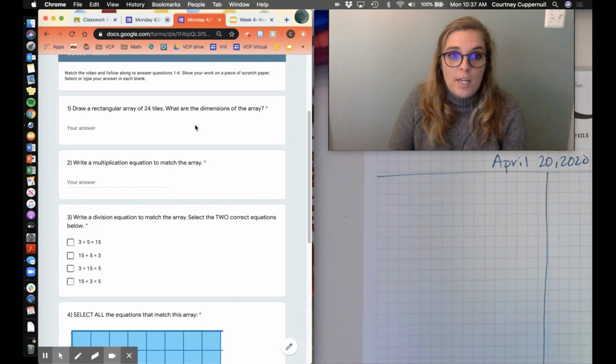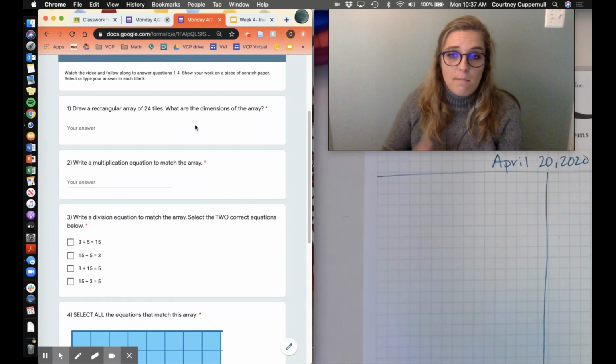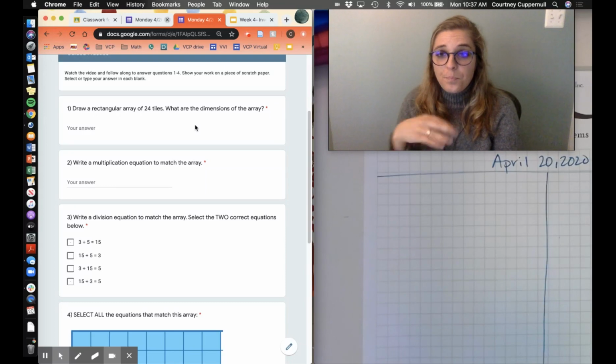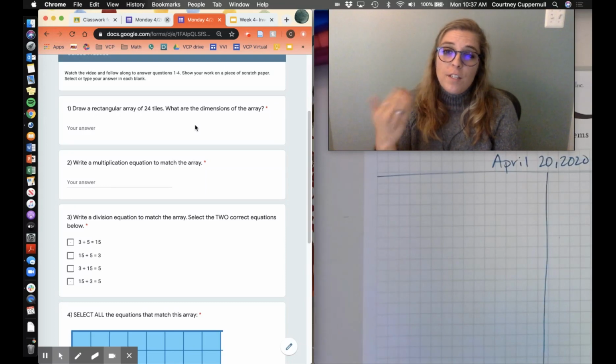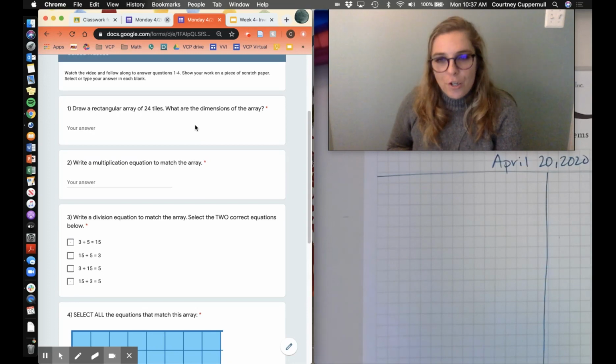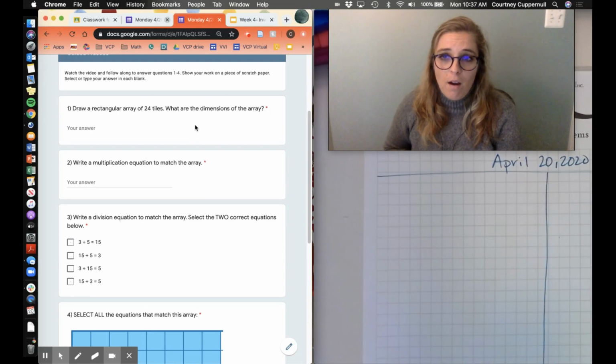Our first question today says, draw a rectangular array of 24 tiles. What are the dimensions of the array? So there's lots of different configurations or ways we can draw an array with 24 tiles. For the sake of today, I don't want you drawing something with one row and one column. On your independent practice, it will remind you of that. So I want you to be drawing something that has more than one row or more than one column.